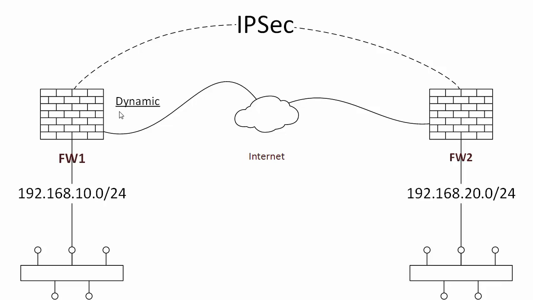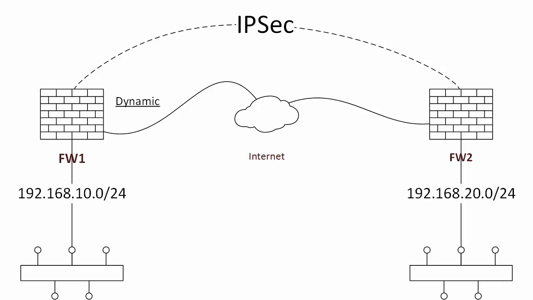Or this device doesn't have a public IP address. Maybe it's under another router. It only has the private IP address. It all belongs to dynamic condition. In this scenario, the IP address cannot be used for the authentication. We need to use the ID instead of the IP address for the authentication.